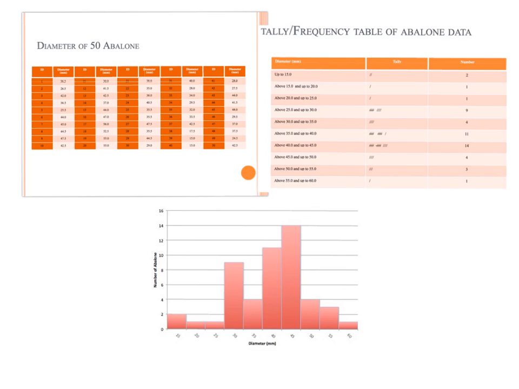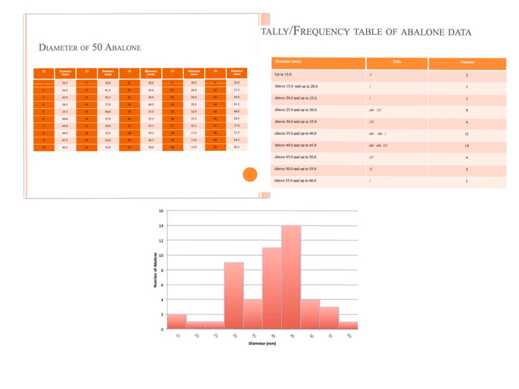So up here on the top left-hand side, we have some data that was collected on 50 abalone. An abalone farmer wants to know how their abalone are growing, and so somebody measures the diameters of all the abalone in one of the tanks. It's hard to make sense of just all those numbers. So one thing you can do to make sense of it is to form a frequency table.